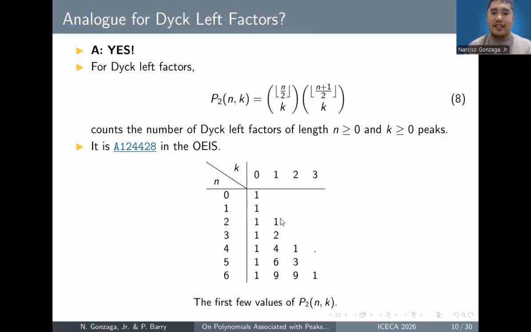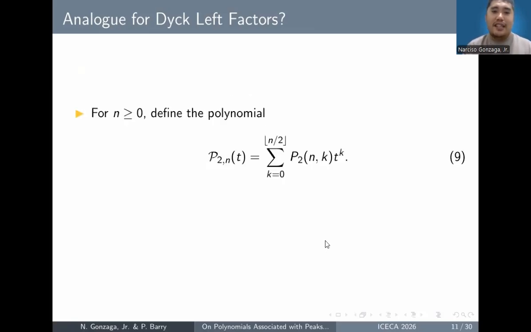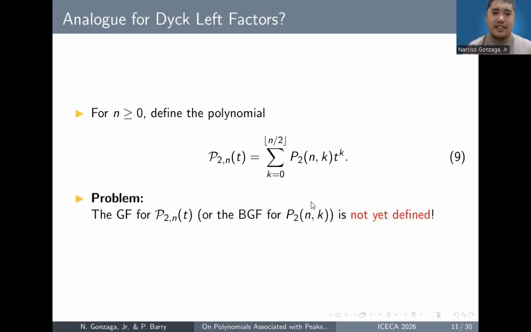And take note that it is not a perfect infinite lower triangular matrix, but it is somehow vertically stretched. And we define the corresponding polynomial for those numbers, and that is script p sub 2n. That's the polynomial associated with peaks of Dyck left factors. The problem now is we don't know the exact generating function for these polynomials or even the bivariate generating function for the numbers earlier.